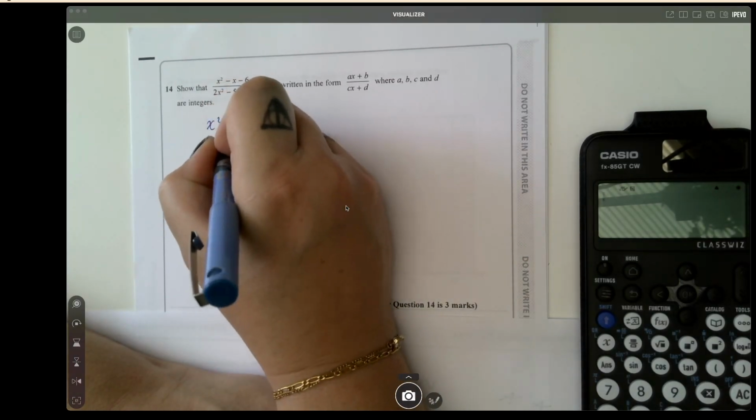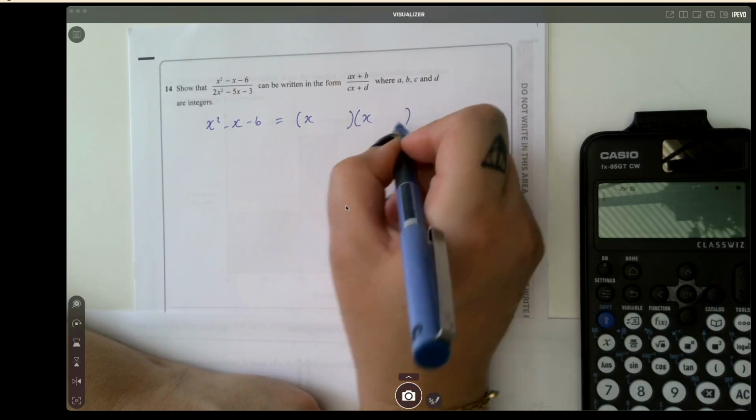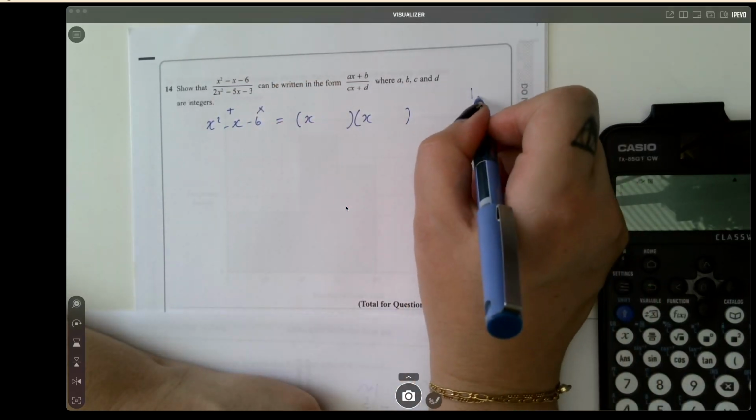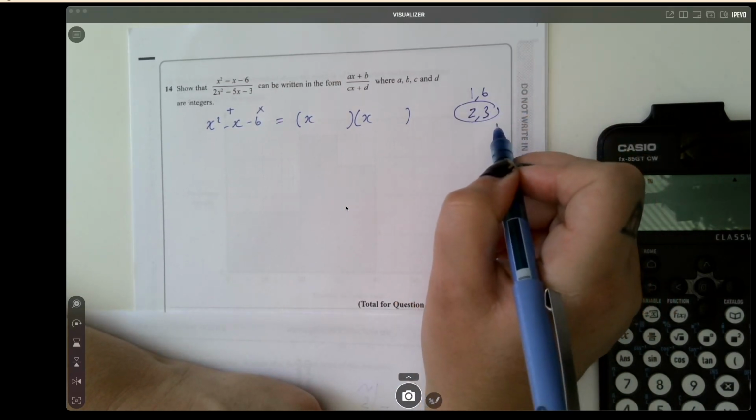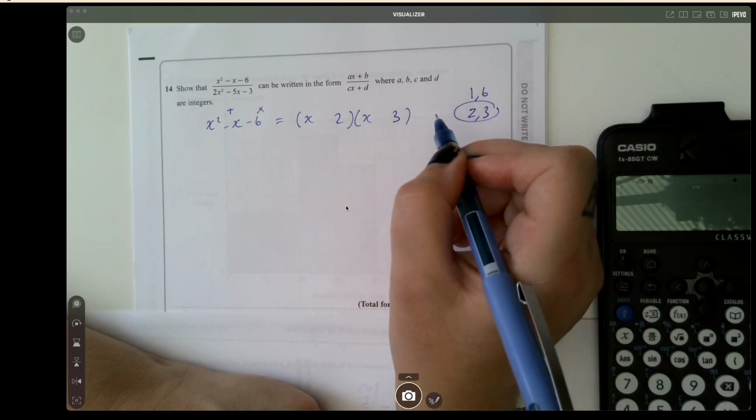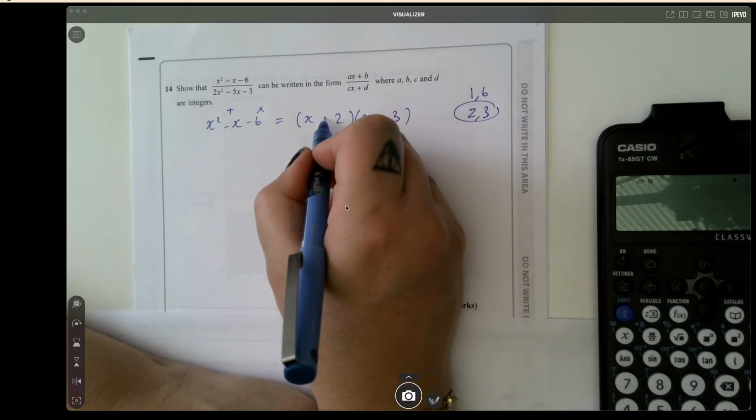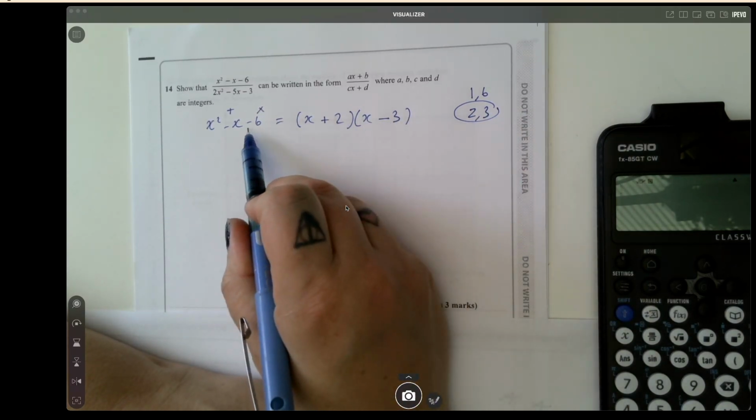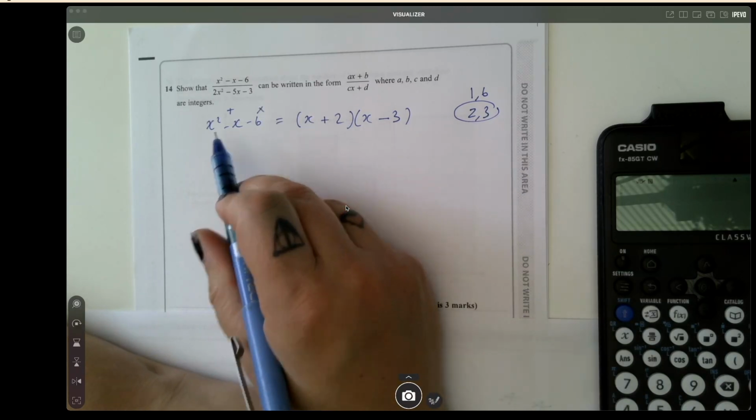So if I factorise the numerator, I want two numbers that multiply to give me -6 and add together to give me -1. So that could be 1 and 6, 2 and 3. Well, 2 and 3 have a difference of 1, so let's pop them in. I want a -6 and a -1, so it'd be +2 and -3, because +2 times -3 is -6, and then +2 subtract 3 is -1.